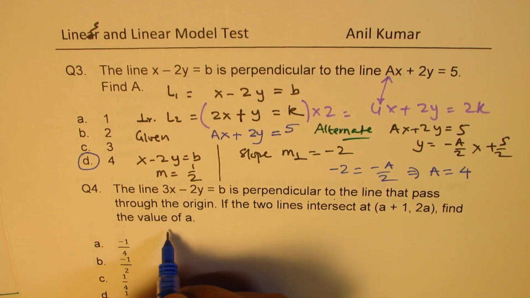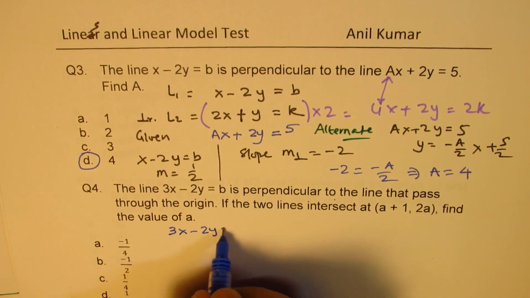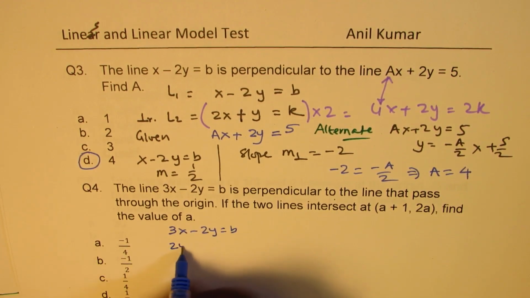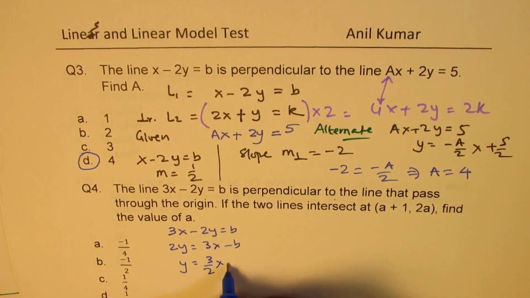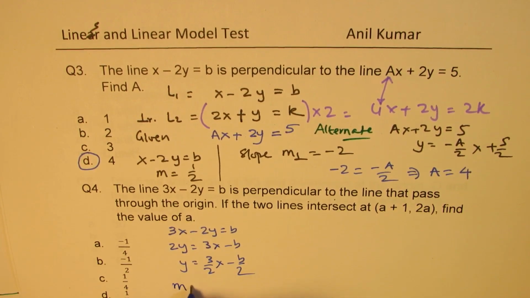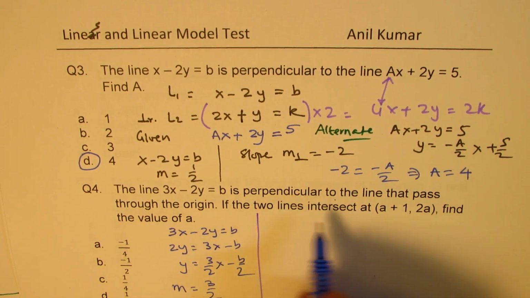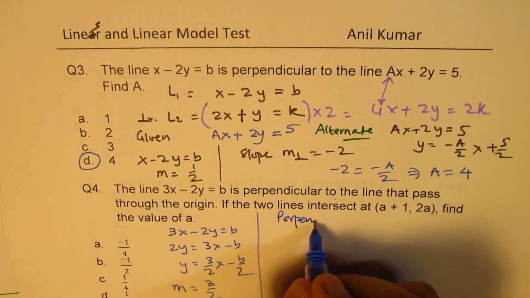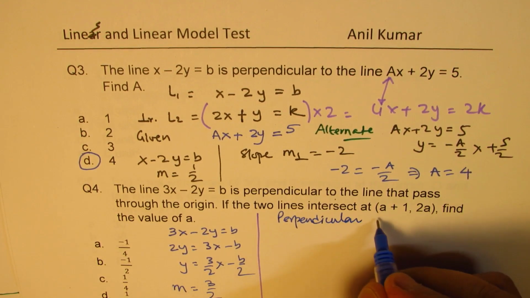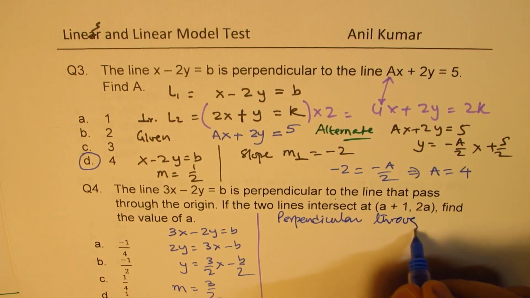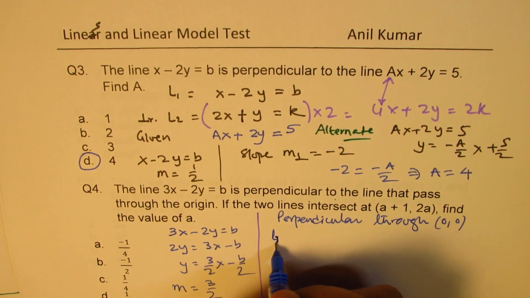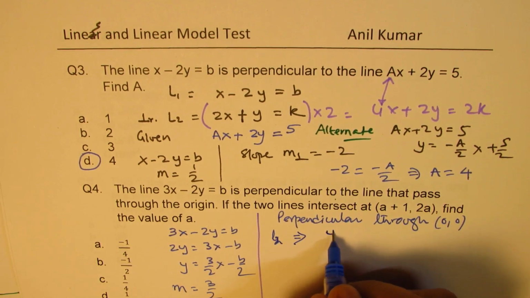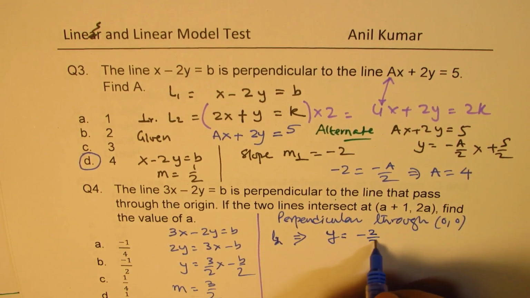Okay. So we are given a line which is 3x minus 2y equals b. You can isolate y. So 2y equals 3x minus b. y is 3 by 2 x minus b by 2. So the slope of this line is 3 by 2, right? Now the perpendicular line through the origin, which is (0, 0), will be what? That line, L2, let's say, will be given as y equals minus 2 over 3 x.